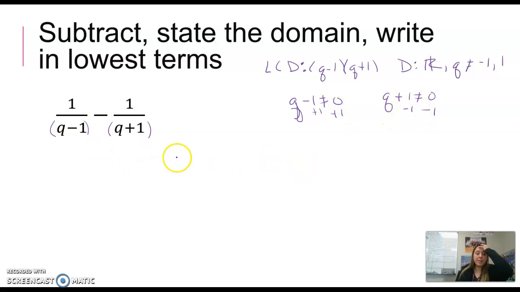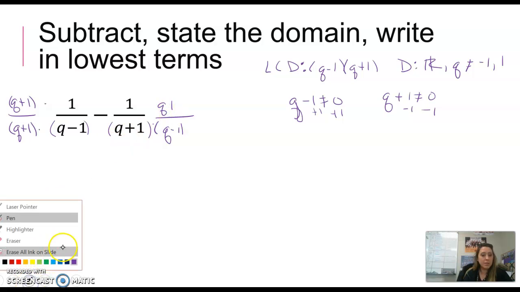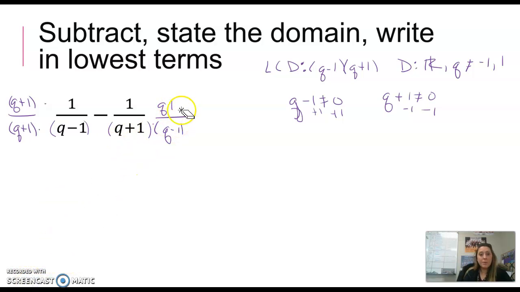Alright, so now I've got that. Now I've got to get my lowest common denominator. So when I'm looking at this first fraction, I know I'm going to need to multiply the top and the bottom by a q plus 1 because that's what this one is missing. Again, whatever I do to the bottom, I'm going to do to the top. And then this one is missing the q minus 1, so I'm going to multiply by q minus 1. Whatever I do to the bottom, I have to do to the top. Always, always, always with fractions.